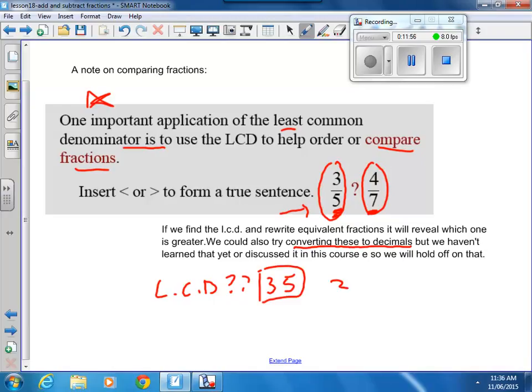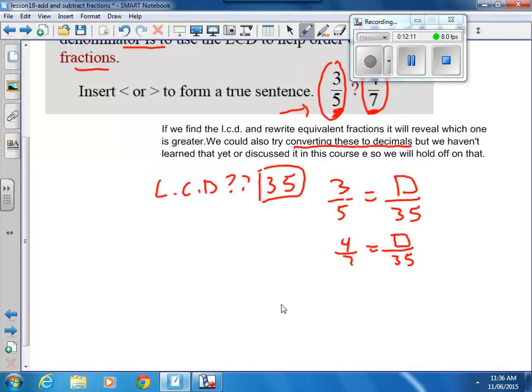So the question is, 3 out of 5 is equivalent to something out of 35, right? And 4 out of 7 is equivalent to something out of 35. If you write them both in terms of the LCD, you'll be able to compare them. Who's greater than who, right? So how does 5 become 35? Multiply by 7. So you multiply the top by 7. I'm just going to write that here to get 21. So we'd have 21 out of 35 for that fraction.